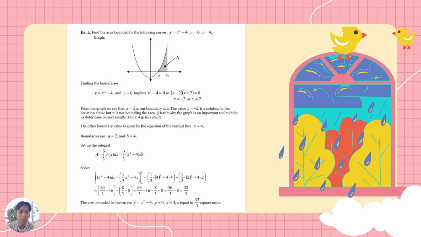So the answer is 64 per 3 minus 16 minus 8 per 3 plus 8, equals 64 per 3 minus 48 per 3 minus 8 per 3 plus 24 per 3. The answer will be 56 per 3 minus 8, and the last answer is 32 per 3. The area bounded by the curve y equals x square minus 4, y equals 0, x equals 4 is equal to 32 per 3 square unit.